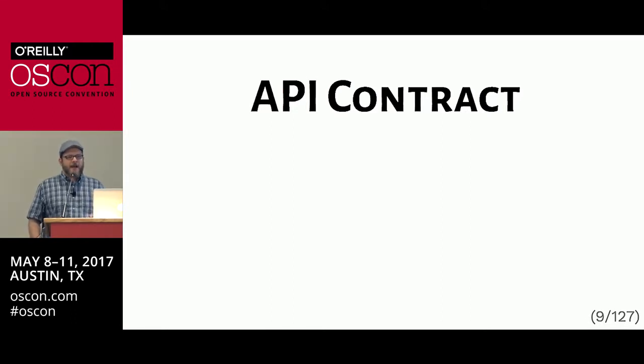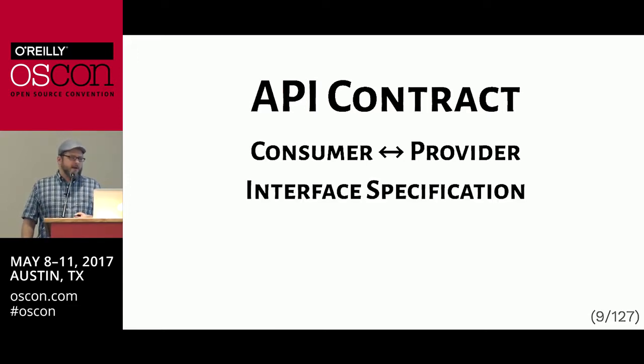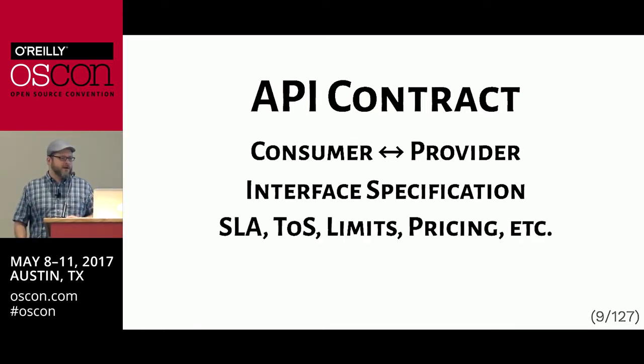There's this idea of an API contract. So the title was Contract First Development. So we should understand what that is. Like a legal contract, it's an agreement between 2 parties. So in this case, it's between the API consumer and the API provider. And it's best when this contract is negotiated. It includes an interface specification. So this is a technical description of how the requests and responses work. And then it also includes things like your service level agreement, terms of service, rate limiting, and things like that.